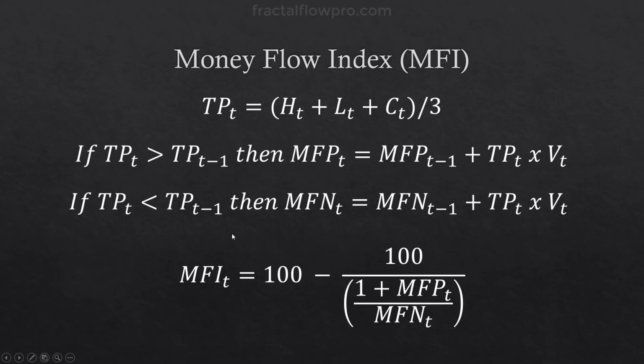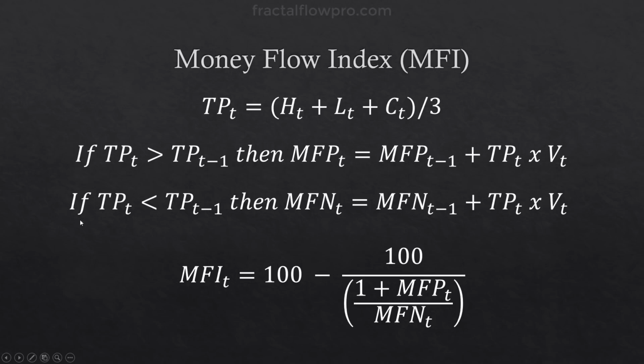To calculate the Money Flow Index, which is denoted as MFI in the formula, we need two other values first: the positive money flow, denoted as MFP, and the negative money flow, denoted as MFN. The Money Flow Index is calculated using a period like a moving average, unlike the OBV, for example, which is a cumulative indicator. If the current typical price is greater than the previous typical price, then the positive money flow is equal to the positive money flow in the previous period plus the current typical price times the current volume.